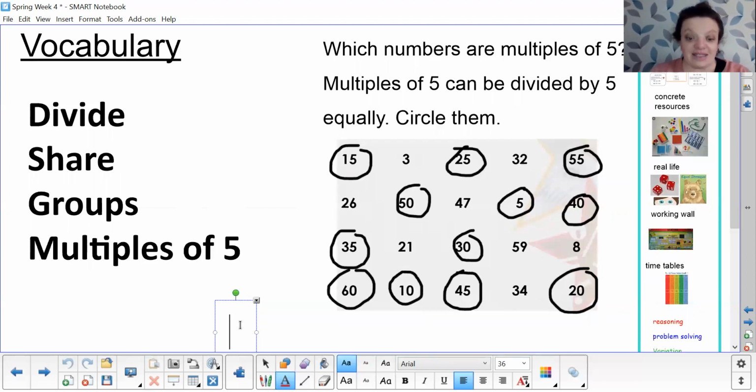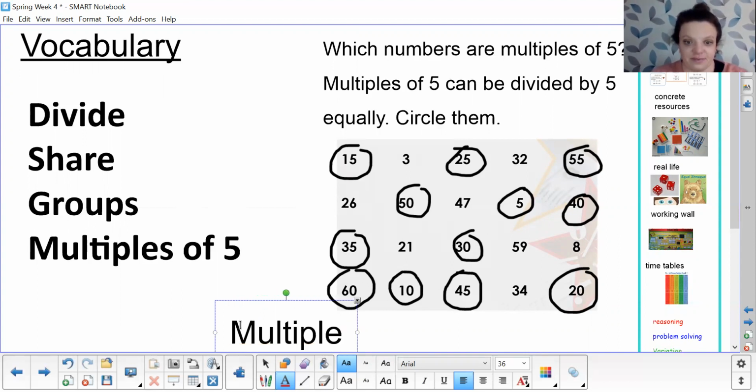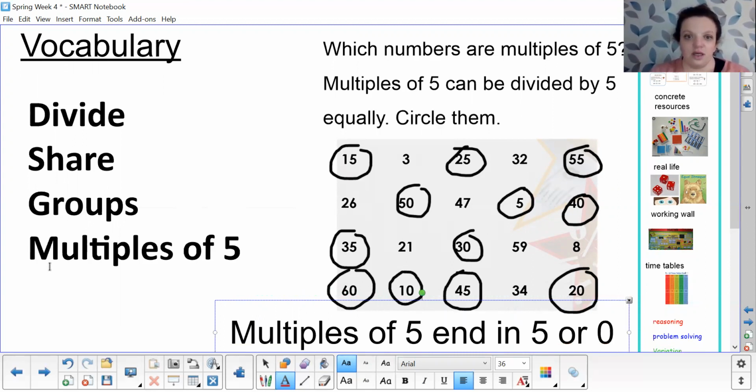Okay, well done. The pattern is, if we multiply by 5, multiples of 5 end in 5 or 0. So you can see any number, and that's how I checked. 26 doesn't end in a 5 or 0, so it's not a multiple of 5. 25 does, so it's a multiple of 5.